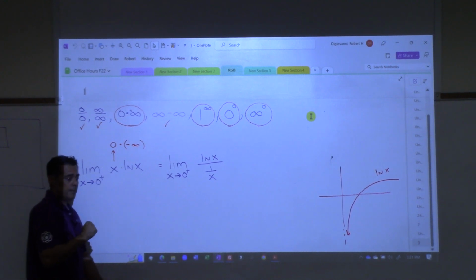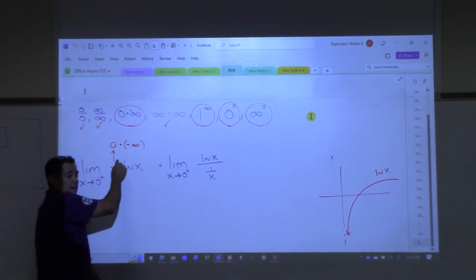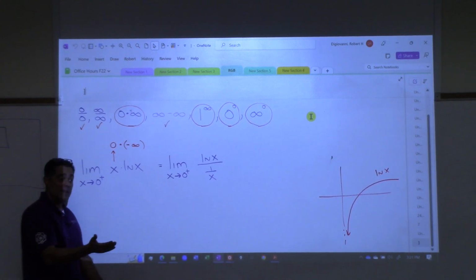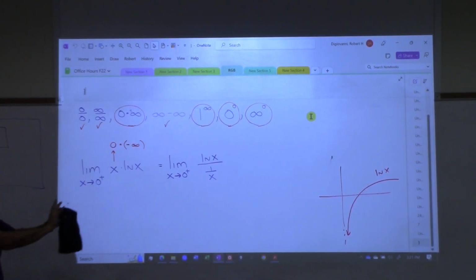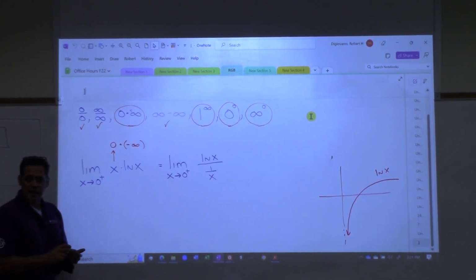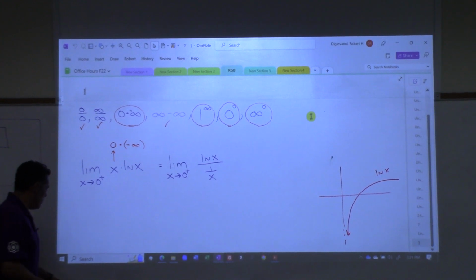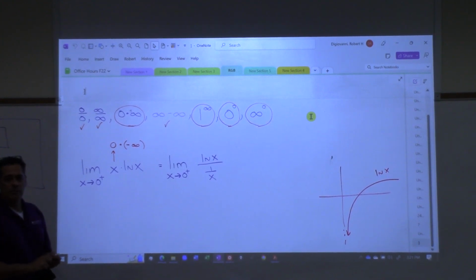Could you have just put x to the negative 1? Yes, I could have, and it would mean exactly the same thing. But I'm doing it this way because now I want you to look at it from a different perspective. Everyone's good with that? That's just algebra. I would like for you to now let x go to 0.